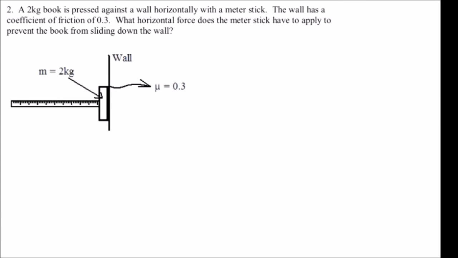Okay, so a 2-kilogram book is pressed against the wall horizontally with a meter stick. The wall has a coefficient of friction of 0.3. What horizontal force does the meter stick have to apply to prevent the book from sliding down the wall? What's the first thing we want to do here? Perfect. Free body diagram.